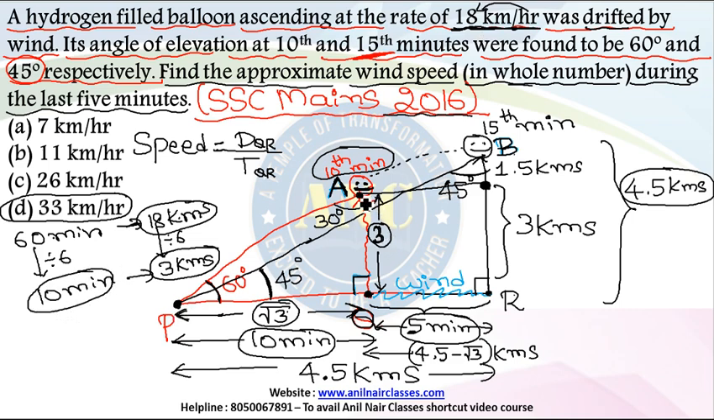So from P to A, time taken is 10 minutes, and for 10 minutes it is traveling, 3 kilometers covered. For 15 minutes, for the last 5 minutes, it is another 1.5 kilometers extra covered. Total from B to R is 4.5. BR, if it is 4.5, PR also should be 4.5, because BPR is an isosceles right angled triangle, so two sides should be equal. So total is 4.5, PQ is root 3. So QR should be 4.5 minus root 3. That is the distance traveled by the balloon from the 10th minute till the 15th minute.